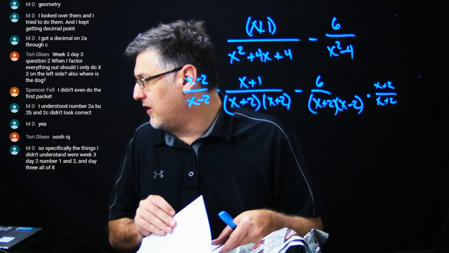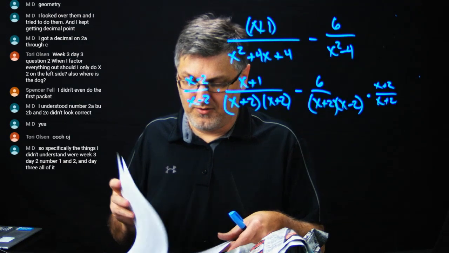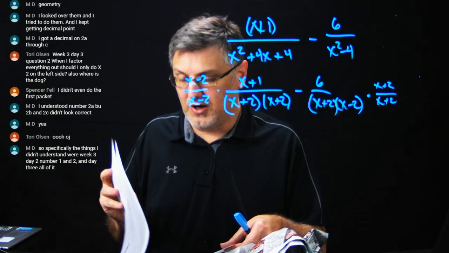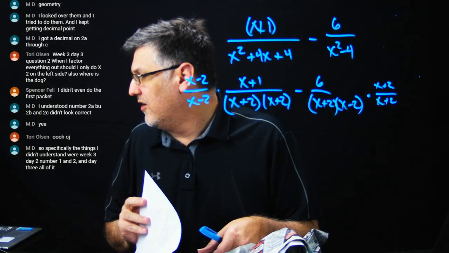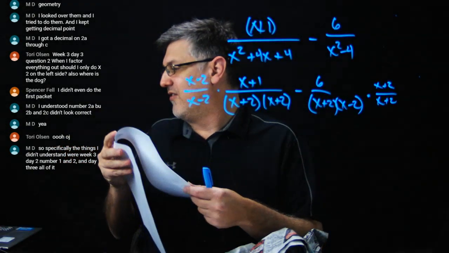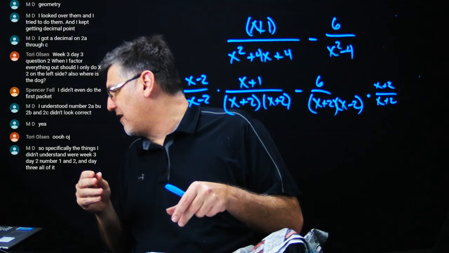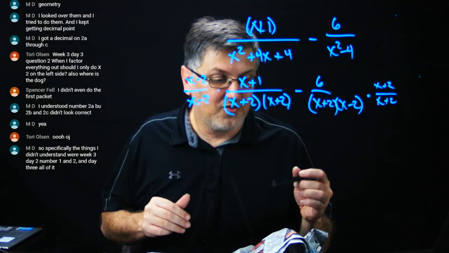We're week 3, day 2, number 1 and 2, and day 3, all of it. Okay, cool. I can work with that, MD. Tori, what do you mean by OJ? Or is that supposed to be okay? Because I think J's next to K. Was that a typo? I think Tori had a typo.